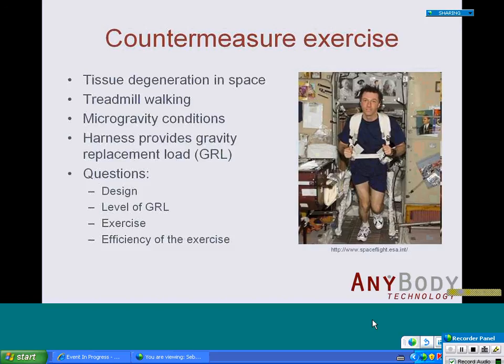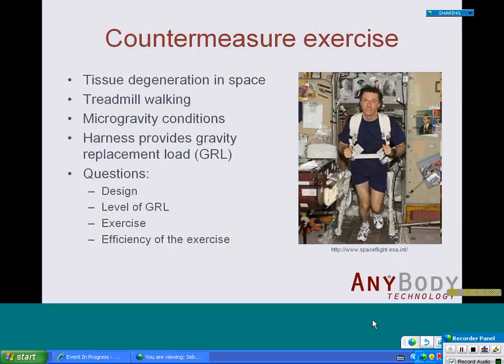So if you have people flying in space, you have pretty much the effect people have when they have long period bed rest. So bones lose density and also the muscles get degenerated. So in order to compensate this, several countermeasures are designed where astronauts should train, as you can see on this picture here, in order to avoid it.